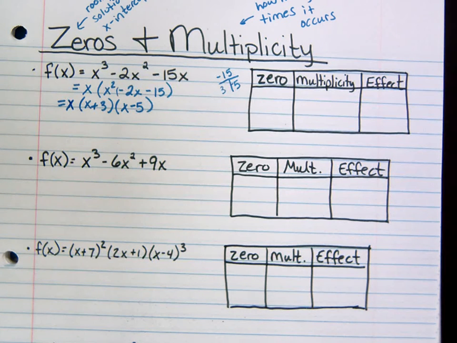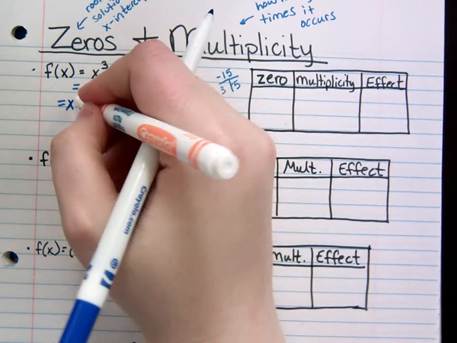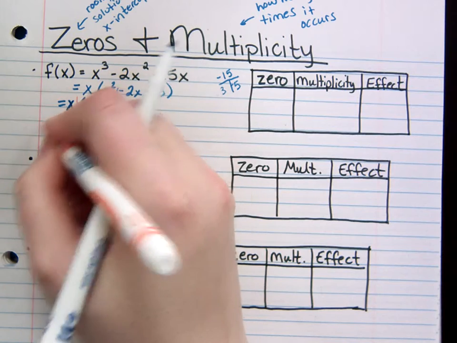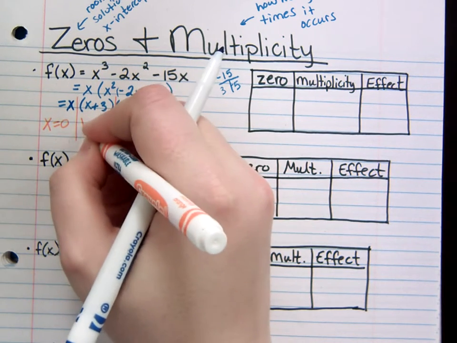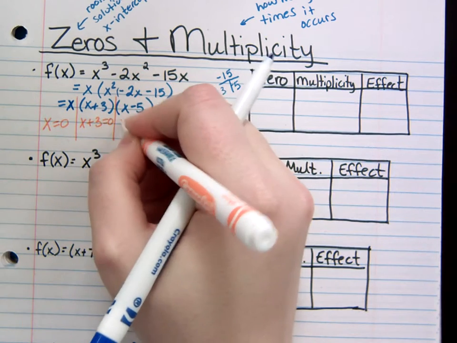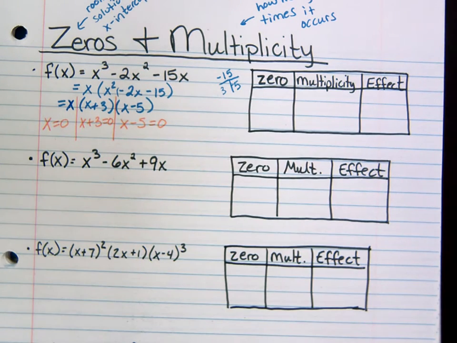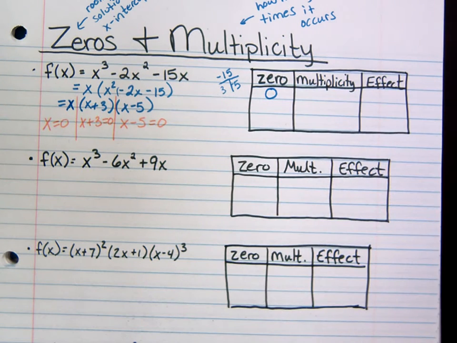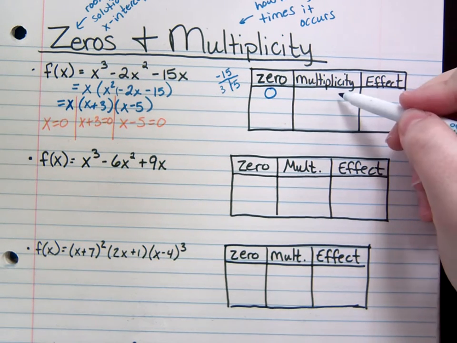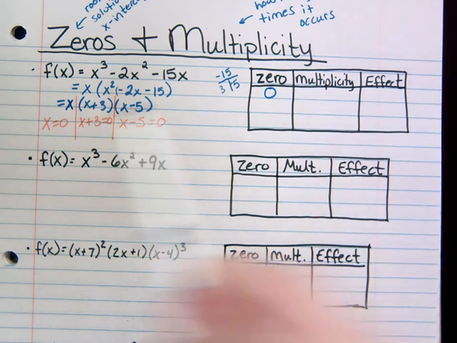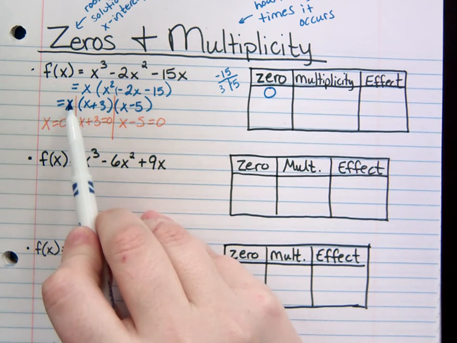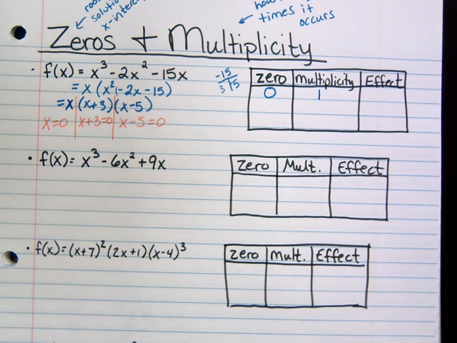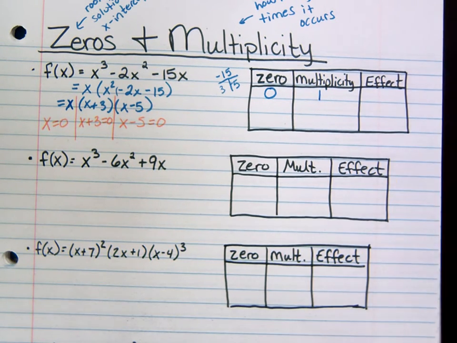So the next thing you do is you take each factor and set them equal to 0. The first factor is x, so I set x equal to 0. x plus 3, set that equal to 0. And x minus 5, set that equal to 0. And then I solve each factor. Now for x equals 0, there's nothing to do, so that's just going to be 0. For the multiplicity, how many times does this factor occur? Well, x as a factor only occurs once, so the multiplicity is 1. And we'll talk about the effect in a moment.